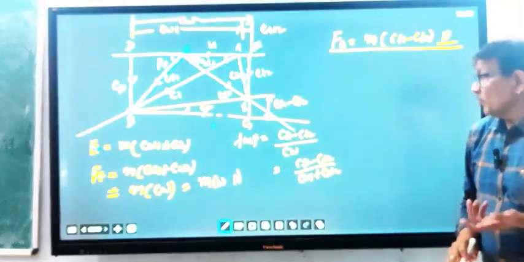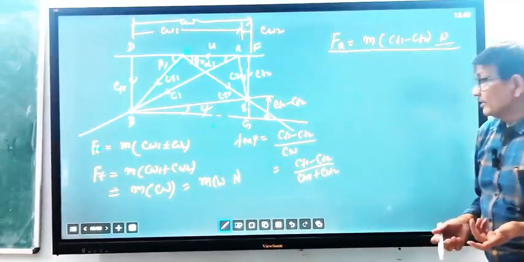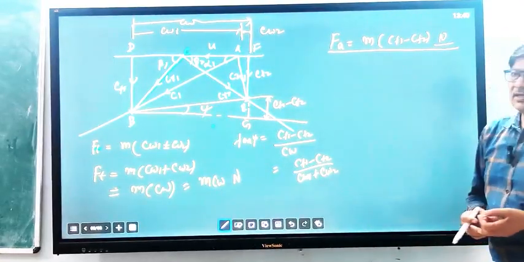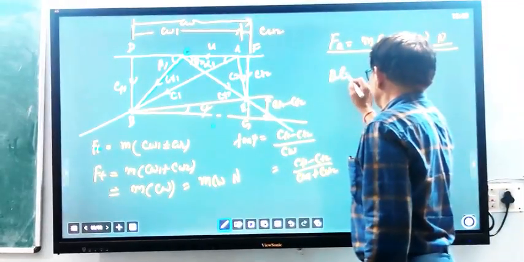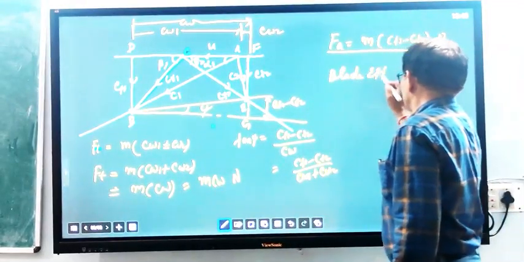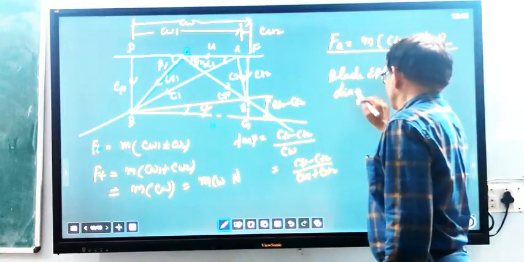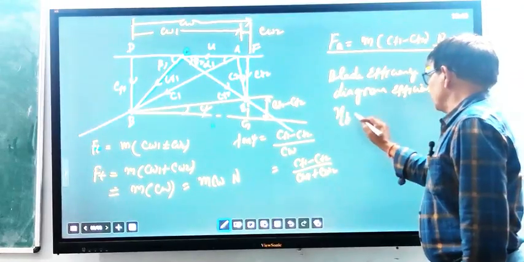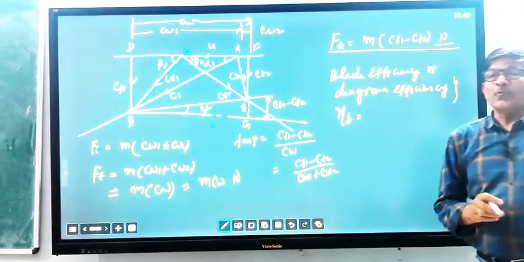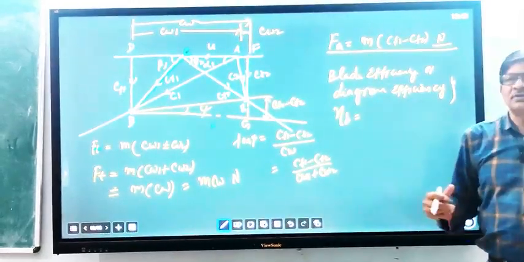Now we have calculated work done, axial force, power and tangential force. Now we can calculate blade efficiency. Next one is the blade efficiency. What is the blade efficiency? Blade efficiency or diagram efficiency. Diagram efficiency means a ratio, so we define it as eta B, the ratio of work done by the blade upon the kinetic energy entering the blade per second.